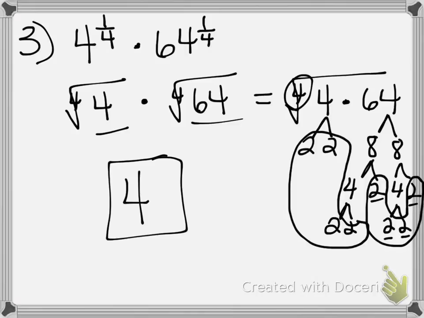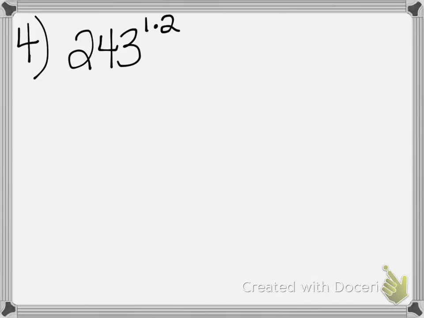Okay, so far so good, hopefully. Hopefully this seems pretty easy for you. So now let's look at number 4, where I have 243 raised to the 1.2 power. Okay, so this is a decimal, it's not a fraction. We only have seen stuff with fractions. What are we doing? What's going on? But it's really not a big deal.